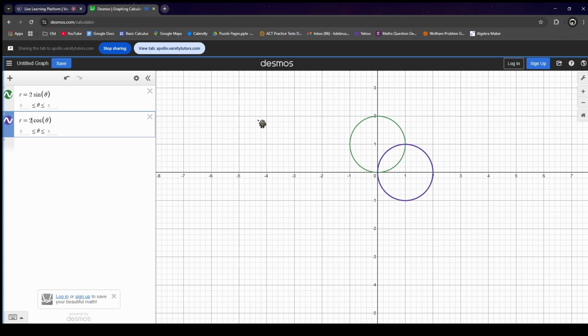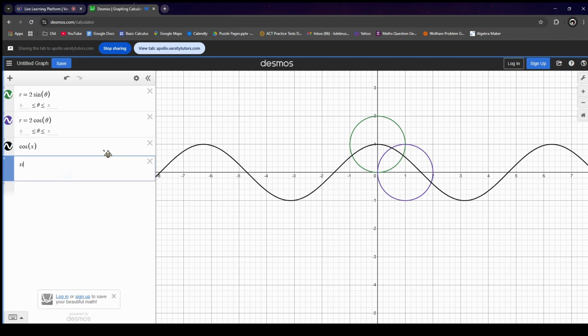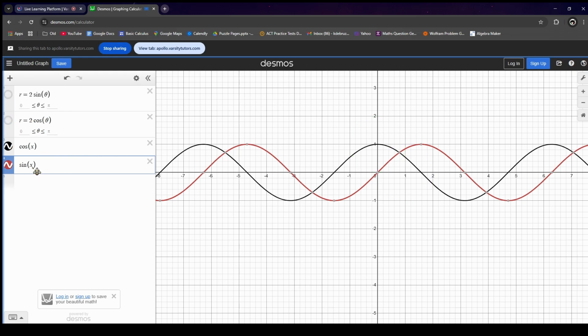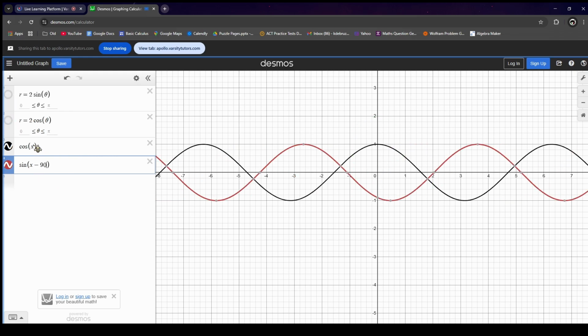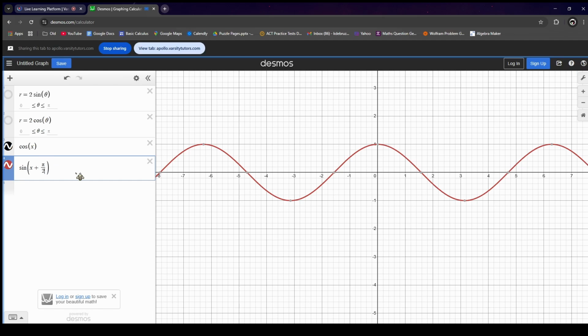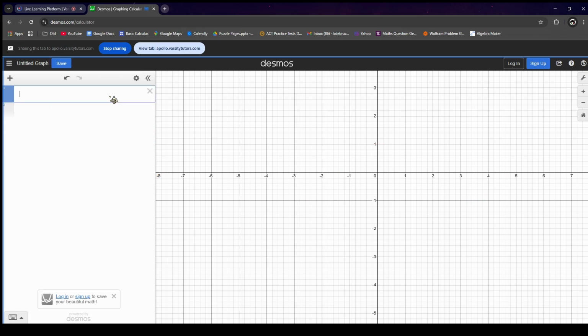But they shift between cosine and sine. They rotate 90 degrees, which is what we expect because cosine of x and sine of x are the same function but shifted over by pi over 2. I'm in radians, I always forget. But cosine and sine are the same function basically, just shifted over. Okay, so that's one kind of graph.